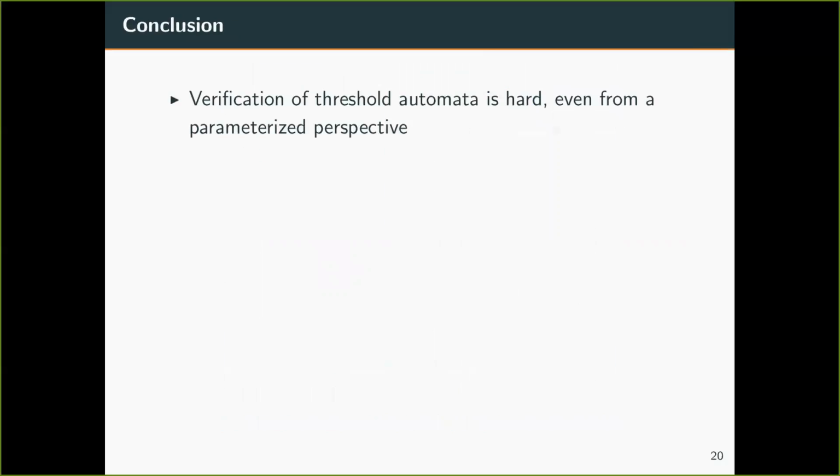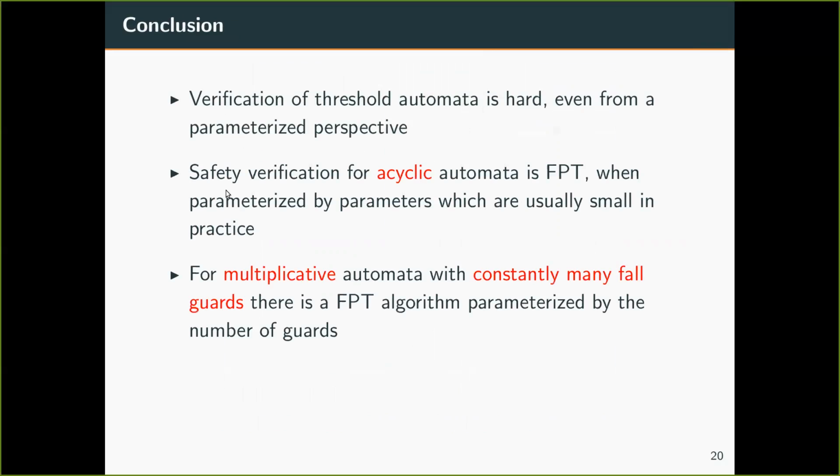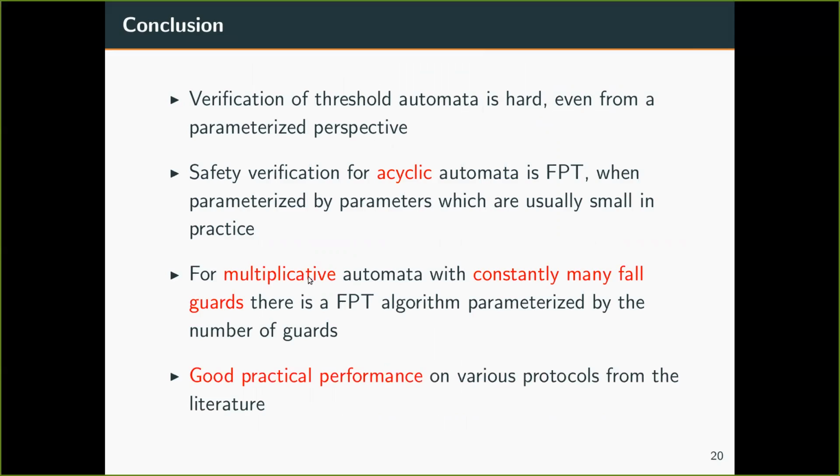To conclude, we have shown that verification of threshold automata is hard, even from a parameterized perspective. And so we have identified two restricted cases for which we were able to provide FPT algorithms. And we also implemented these two algorithms, and an empirical evaluation of these algorithms suggests that it can have good practical performance as well.